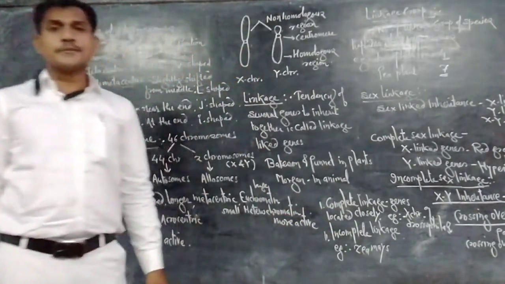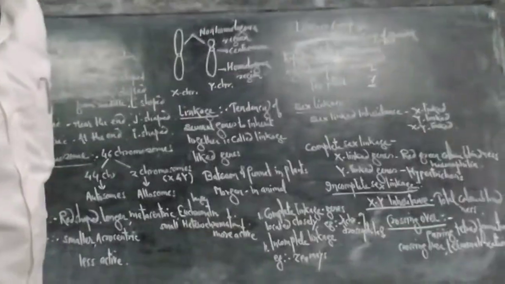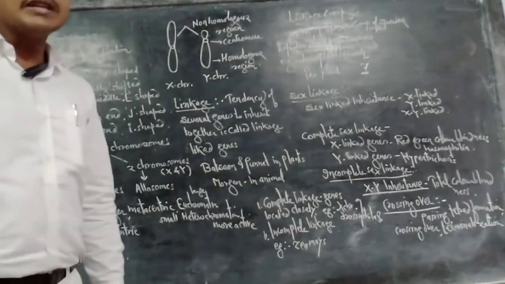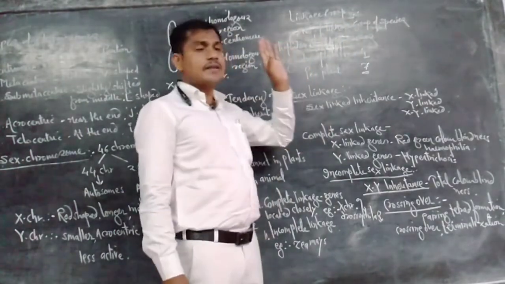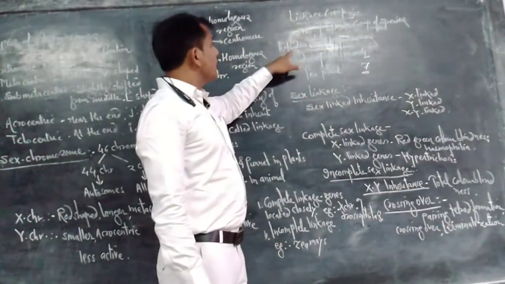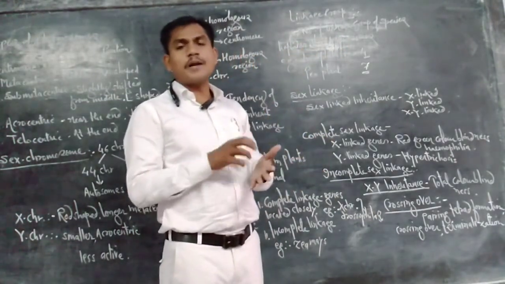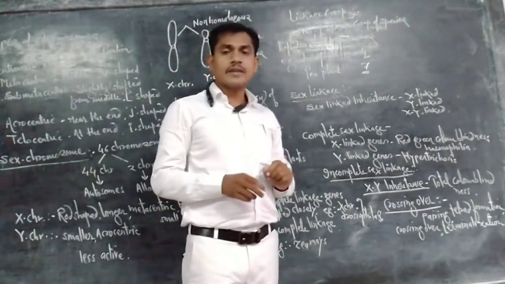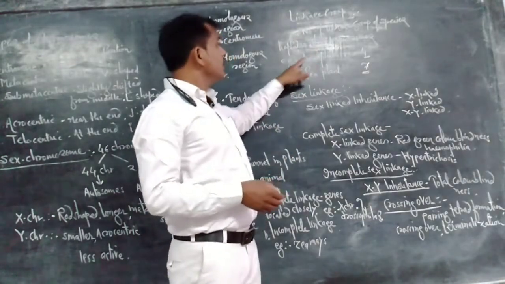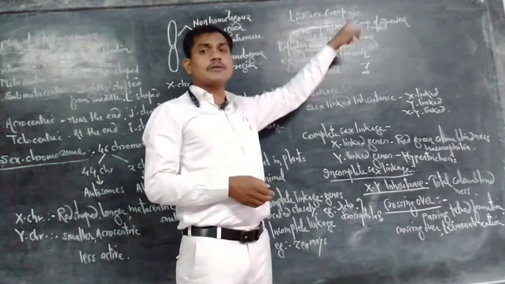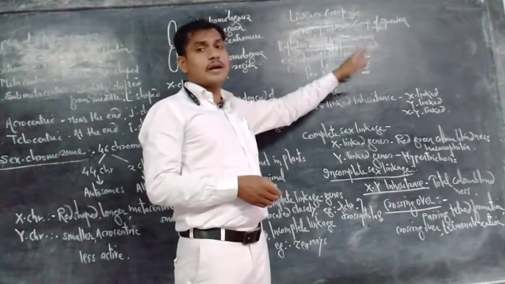Next one is linkage groups. The number of linkage groups of a species corresponds to the haploid number of chromosomes. A set of single, unpaired chromosomes is a haploid set. So the number of haploid chromosomes corresponds to the number of linkage groups. For example, in Drosophila, 4 linkage groups are present because there are 4 pairs of chromosomes. In pea plants, 7 linkage groups are present; it has 7 pairs of chromosomes.